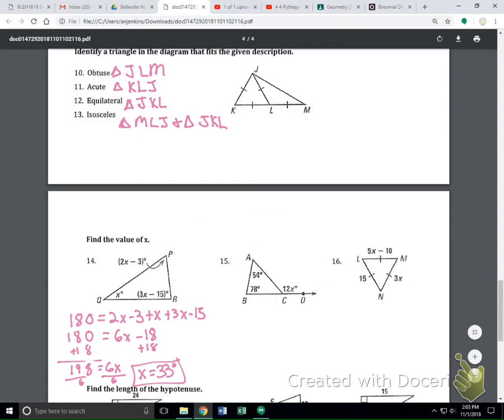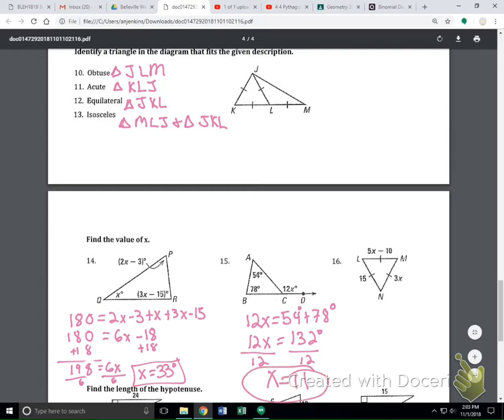And then we have number 15. We're looking for the x. The x is in the exterior angle of the triangle. So we have 12x equals 54 plus 78. When we add those two, what value do we get? 132. We're going to divide by 12 because when I isolate our x, we get 11. x equals 11.